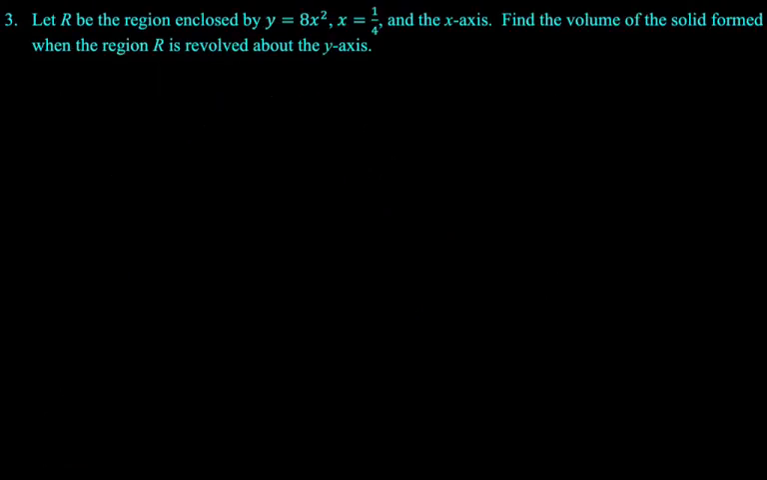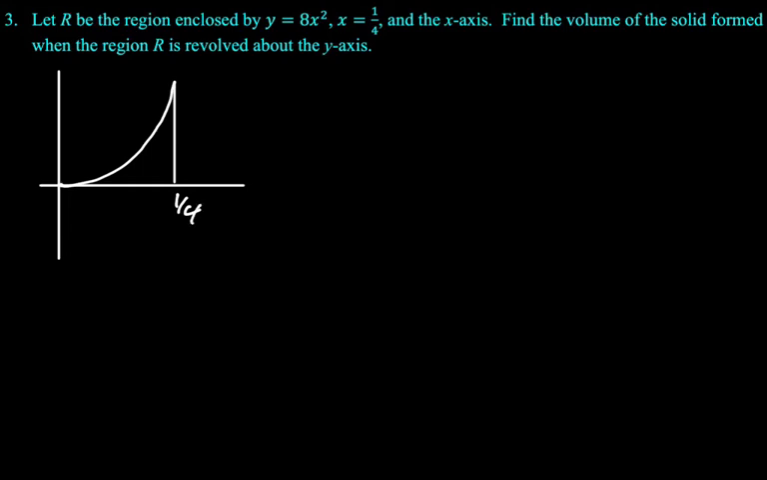Let R be the region enclosed by y equals 8x squared, x equals 1/4, and the x-axis. We want to find the volume of the solid formed when the region is revolved around the y-axis. Okay, so let's start with a picture. So that's basically 8x squared. I'm going to say that that is 1/4.